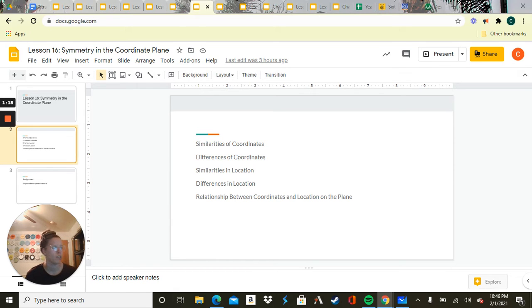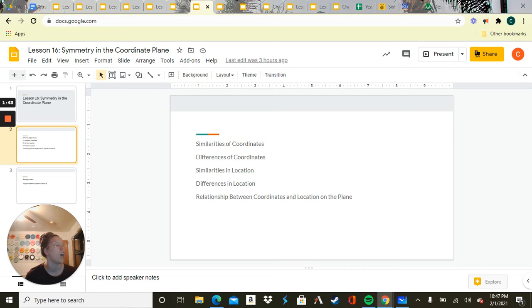Similarities in location: both points are 4 units above the x-axis and 3 units away from the y-axis. And this is just an example with different coordinates of 3 and 4. Both points are 3 units to the right of the y-axis and 4 units away from the x-axis. Both points are 3 units from the y-axis and 4 units from the x-axis.